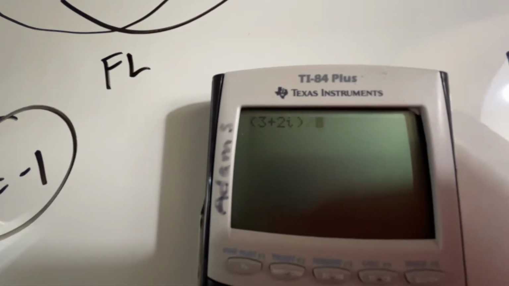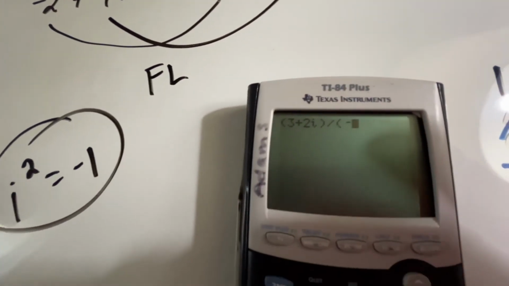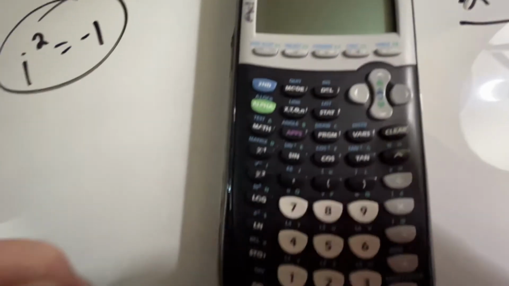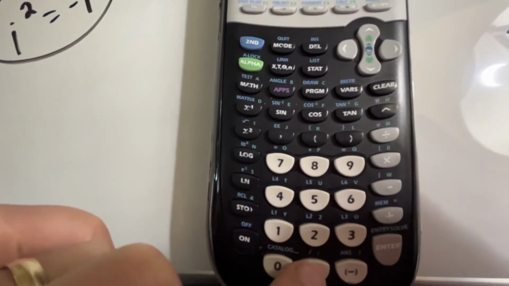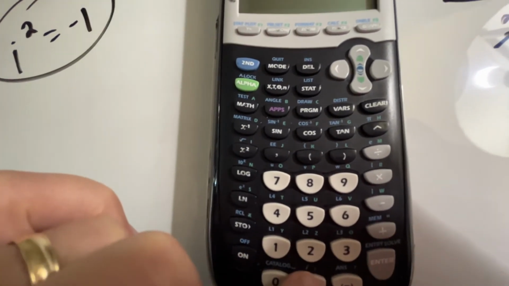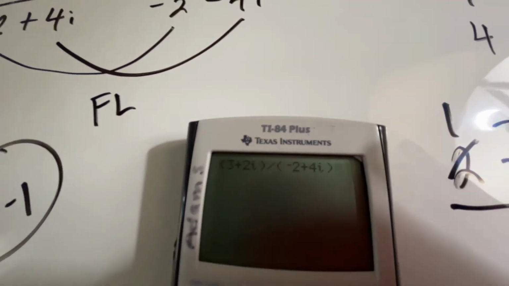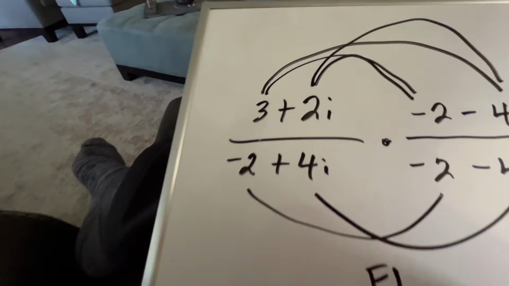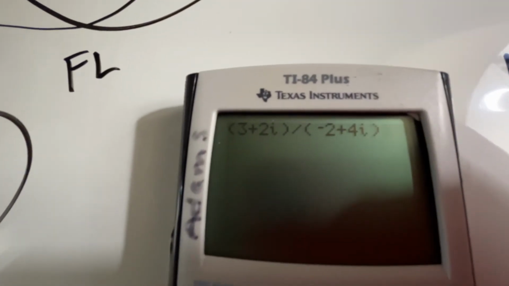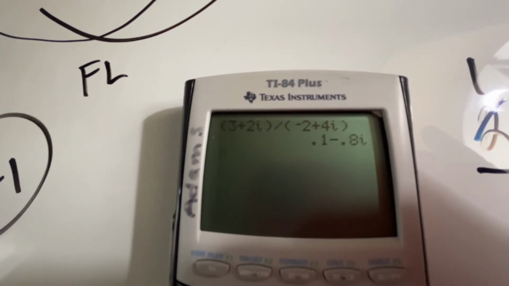And then I'm going to divide it by, and in parentheses, I'm going to put -2 plus 4I. And again, to get that I term, it's the second feature, or the blue feature on this. So I hit second and period to get an I there. And I close the parenthesis out. So what I have done is I've typed in this problem with the calculator. Notice my parentheses there. So if I'll hit enter, I'll get a decimal answer.